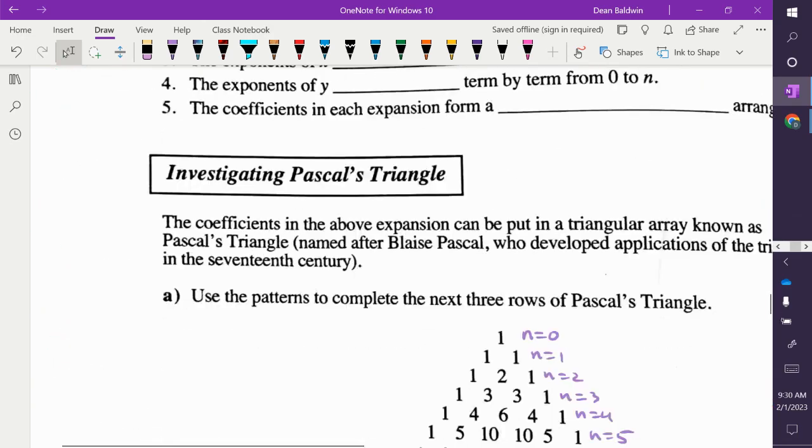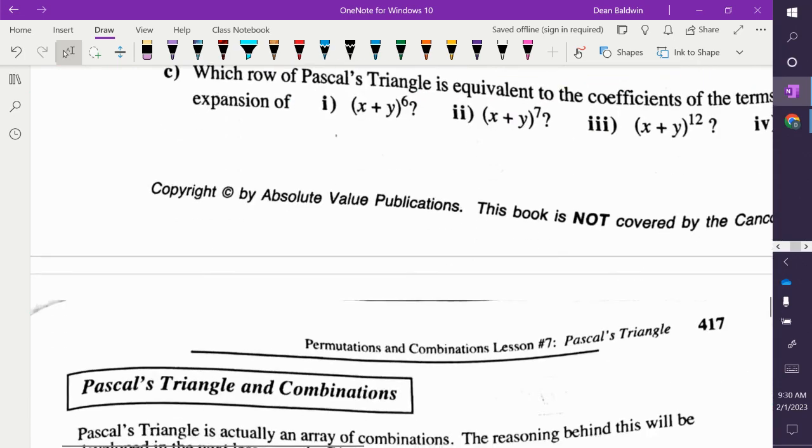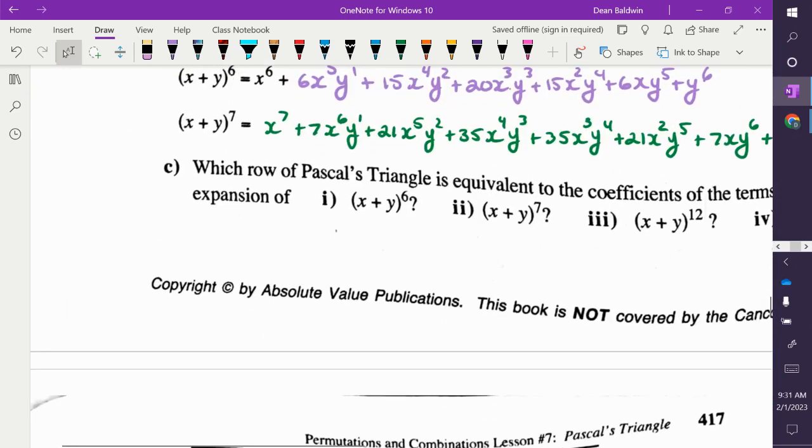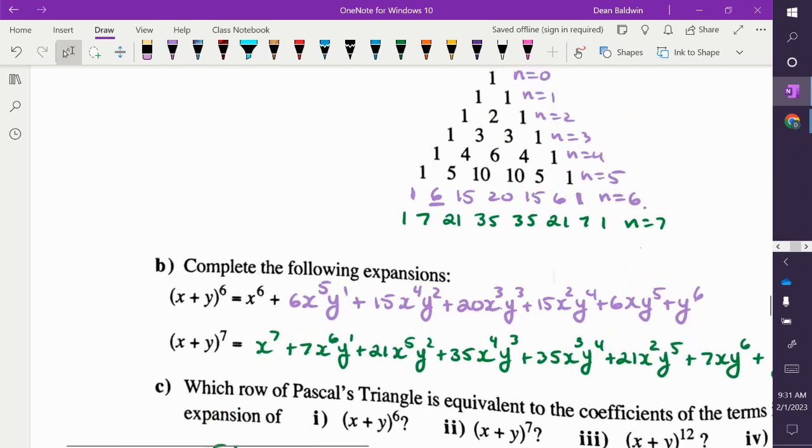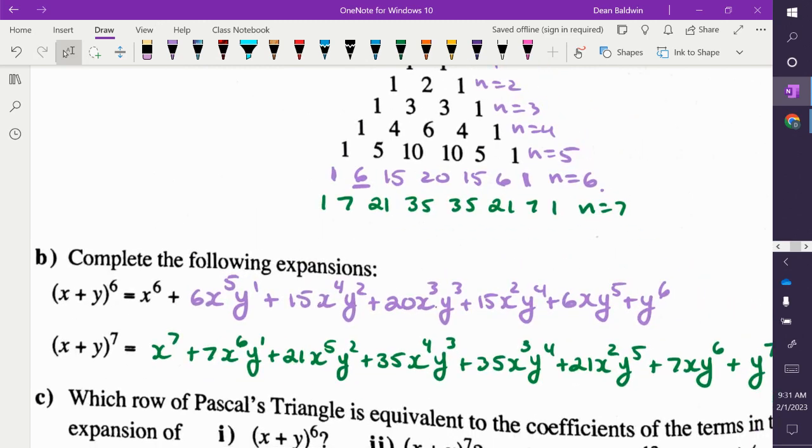Now, you don't need to write this down. If I said x plus y to the 15th, what would you need to do to solve this, to expand it? What's the first thing you need to do? What did you do up here? You have to figure out the row of Pascal's triangle, right? Now, if you're doing n is 15 or n is 20 or any higher number, it's going to take some time to do that.